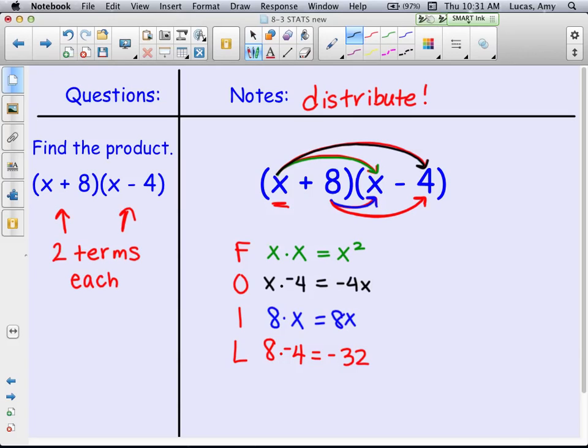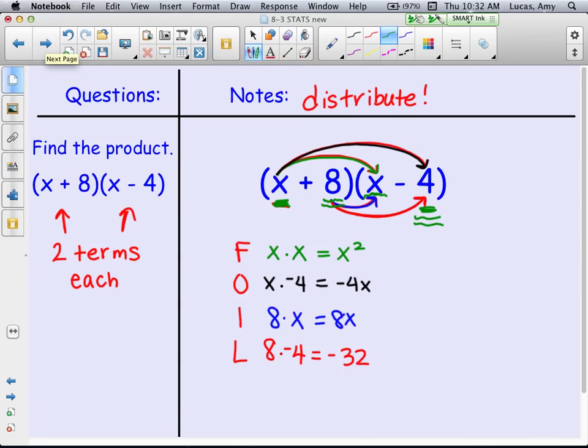So my first terms were in green. So this is the first term in each. Then I moved to the outer. The outer would be the first and then the very last. Like if you were thinking about reading this problem, the first thing you read and the last thing you read, we call those the outer terms or the outside. Then I moved over to the inside. The inside would be these two, the 8 and the x. And then the last one in each, the 8 and the negative 4.